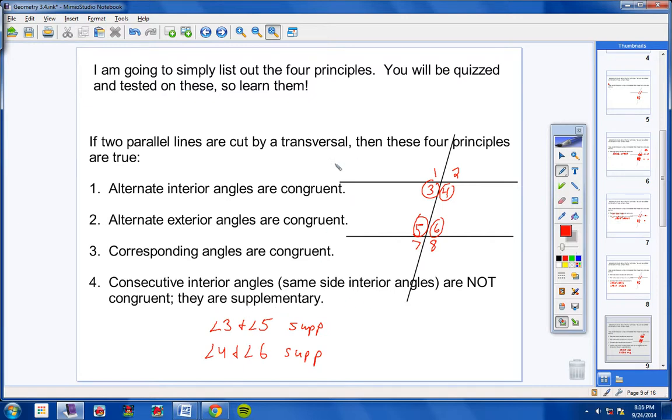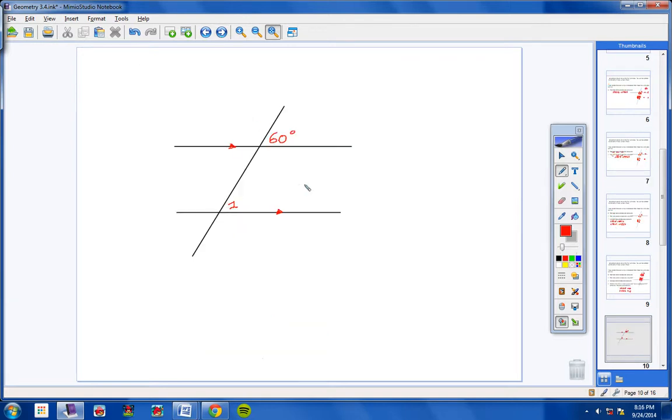Okay? So please know this. Please write this down, students, and please memorize these 4 principles. Okay? You need to know those. It's very, very important. All right? Okay, let's continue on.